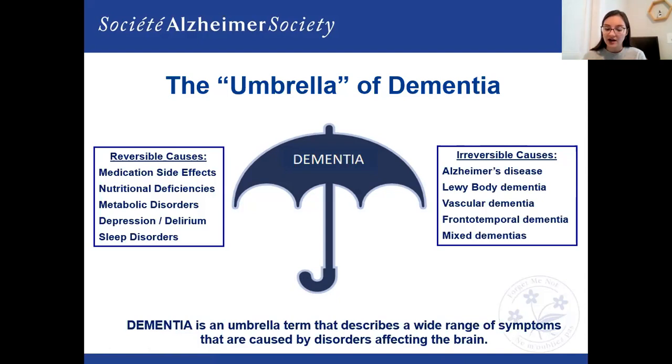On the other side, you'll see that we have the irreversible causes, and this may be things like Alzheimer's disease, Lewy body dementia, vascular dementia, frontotemporal dementia, or a mixed dementia. This is important because often when we hear the term dementia, we automatically jump to the irreversible causes. It's important to consider the second half of the umbrella and understand that there are some that we can reverse.